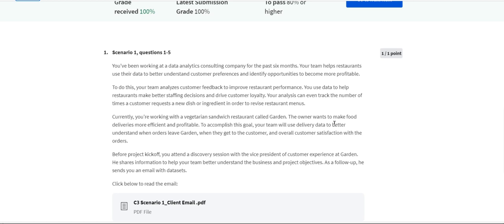The owner wants to make food deliveries more efficient and profitable. To accomplish this goal, your team will use delivery data to better understand when orders leave Garden, when they get to the customer, and overall customer satisfaction with the orders. Before project kickoff, you attend a discovery session with the vice president of customer experience at Garden. He shares information to help your team better understand the business and project objectives. As a follow-up, he sends you an email with a dataset.